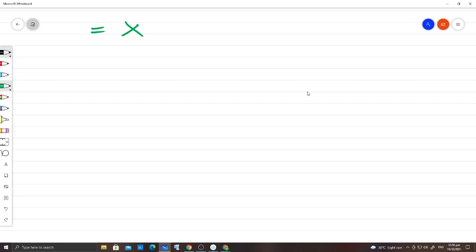Okay, let's go back to number 5. In each case, find an expression for f composed of g of x. Write your answer as simply as possible. Okay, number 5.